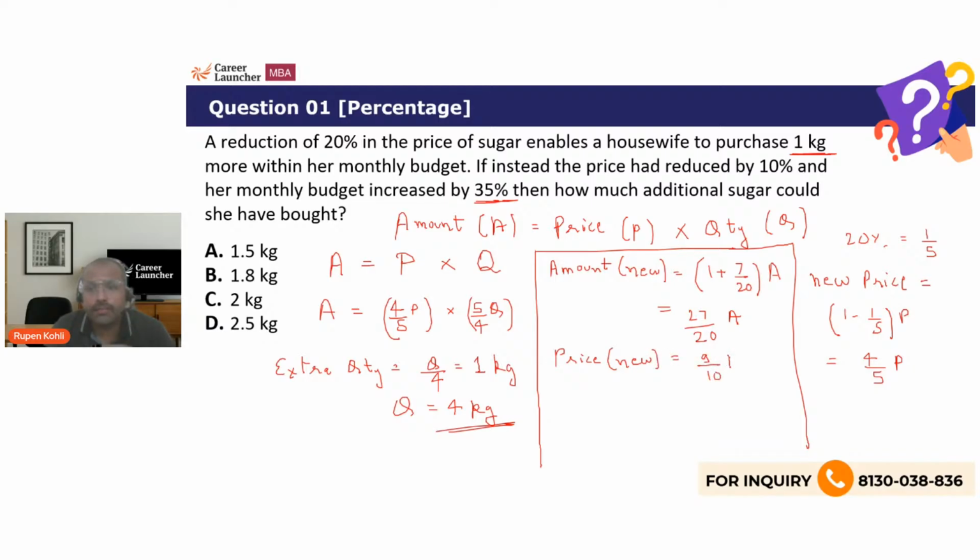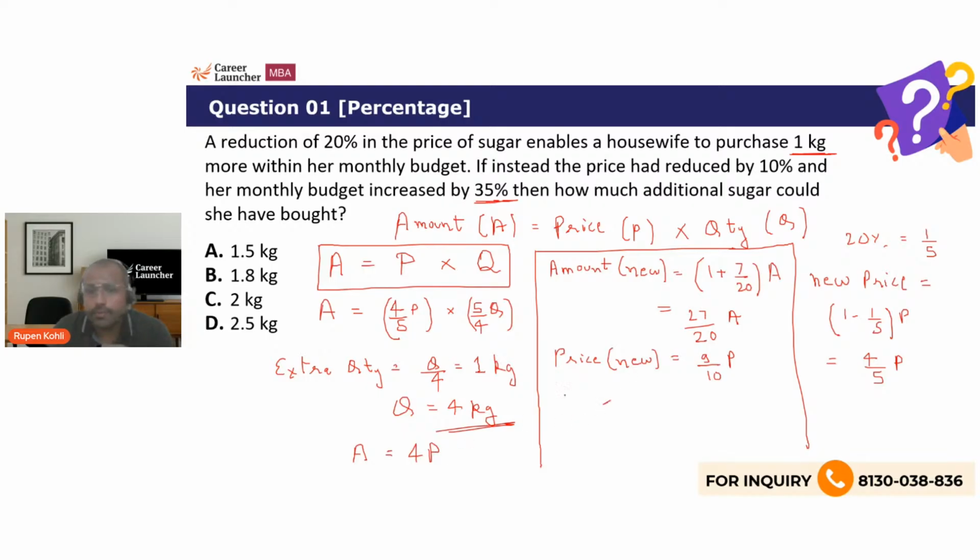90% of the original, 9 by 10 p, right? So we have to find the new quantity that she can buy. Remember, q was 4 kg. So using this q equals 4 kg in the initial equation, can I say the amount that she used to spend was basically 4p, right? She used to spend 4p amount.